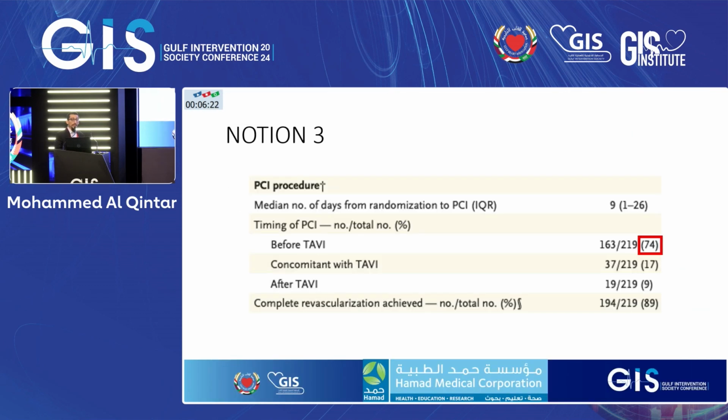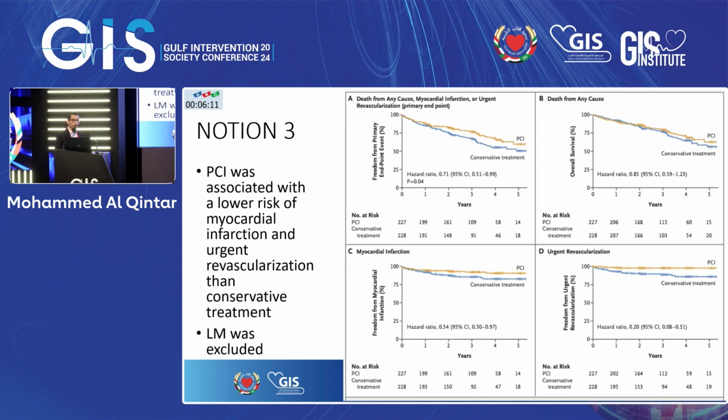So the NOTION-3 trial obviously did not include left main, but the important part about this is that 75% of patients got the PCI before the TAVR. And PCI was associated with a lower risk of MI and urgent revascularization than conservative treatment.